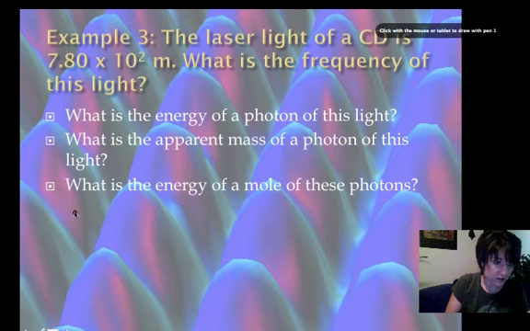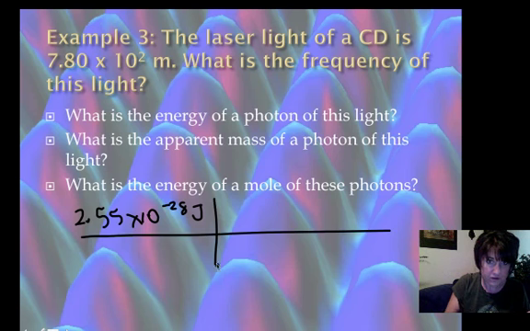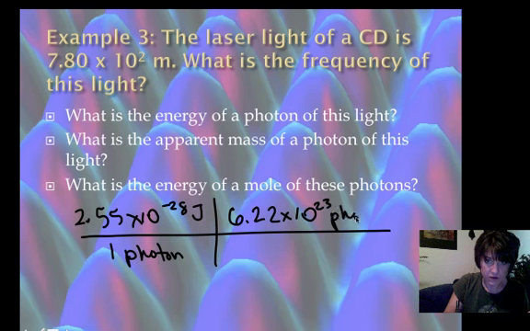So the energy of one of these is 2.55 times 10 to the minus 28 joules, and that is per photon. For every photon we have, we get that much energy. And there are 6.02 times 10 to the 23rd photons in 1 mole of photons.